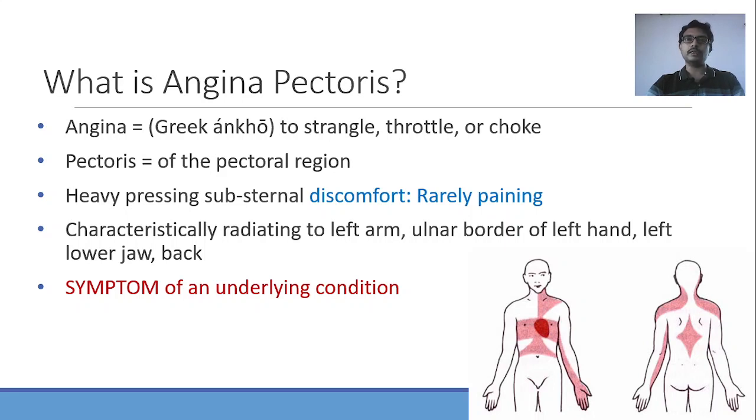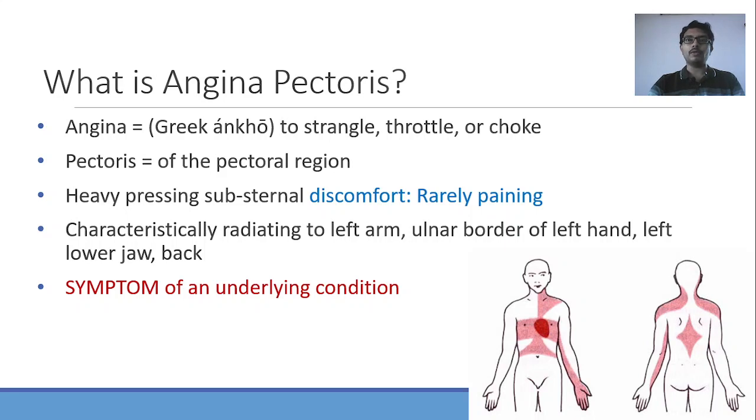If you ask the history of a patient who has angina pectoris very carefully, he will not complain of pain, he will complain of substernal discomfort, as if a heavy weight is placed on his chest, as if somebody is sitting on his chest. So there is rarely pain, it is actually substernal discomfort, and there is characteristic radiation of this discomfort from the chest region to the left arm, ulnar border of the left hand, left lower jaw and back. If all these symptoms are present, most likely the patient is having angina pectoris.